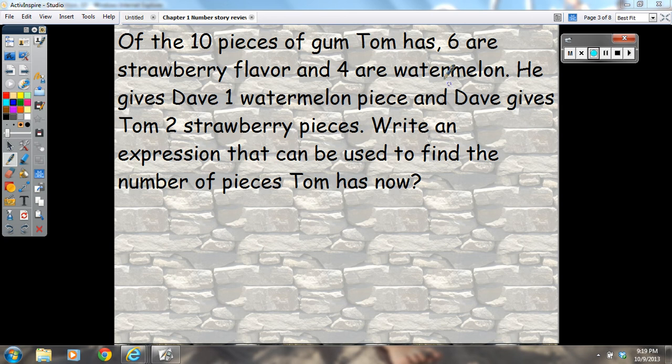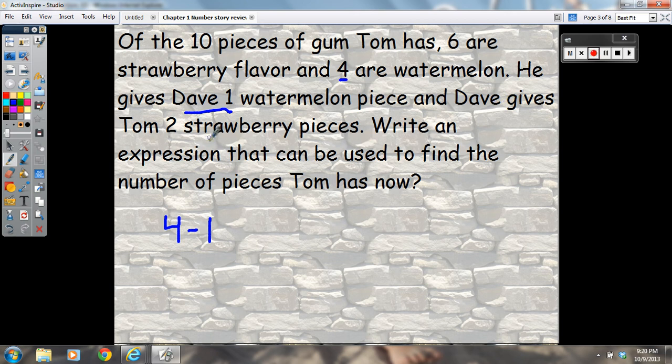Well, I know that he started out with 10 pieces of gum. 6 of those were strawberry flavored. So we have 6 strawberry flavored and 4 watermelon. Now, he gives Dave 1 watermelon piece. He has 4 watermelon pieces to start out. He's giving Dave 1. I know from my rules that if he's giving 1 away, I need to take away that 1 from the 4 watermelon pieces of gum that he had. So that's the first part. That takes care of the 4 watermelon that he has and that he gives Dave 1.